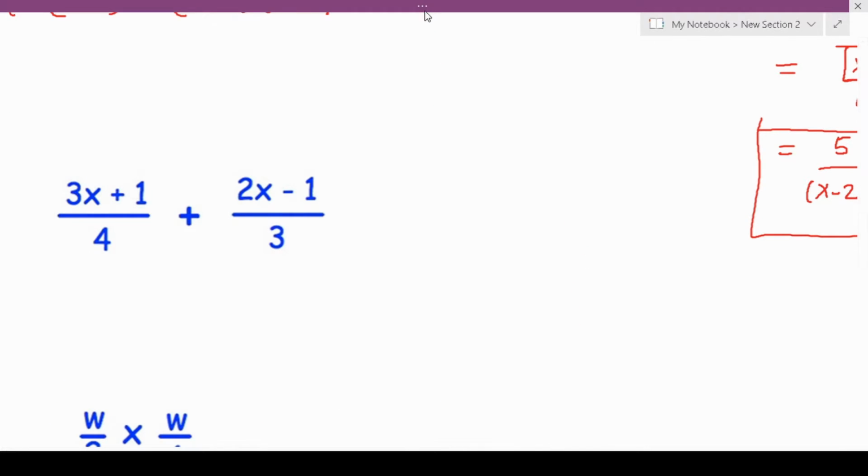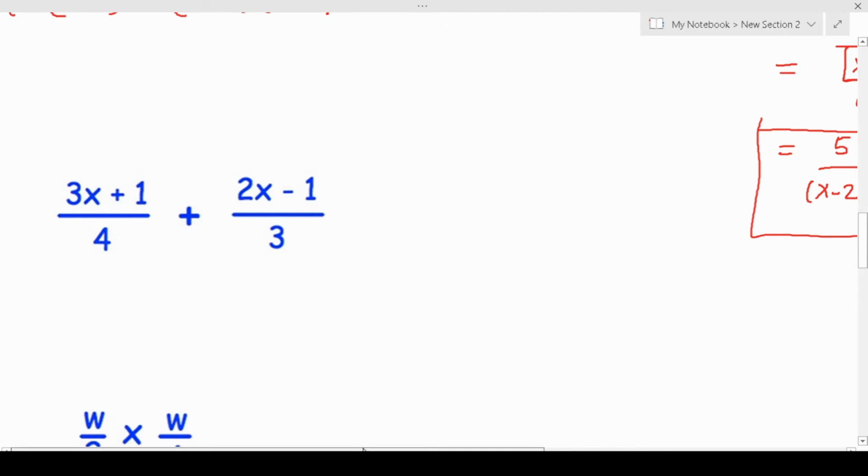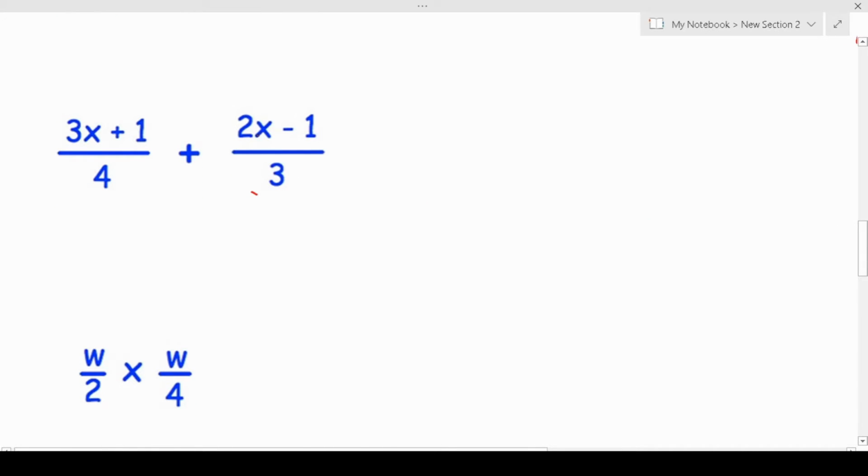And let me get rid of that work so we can have room to work on this one. All right, again, we're trying to add fractions, algebraic fractions, that have different denominators, notably 4 and 3.